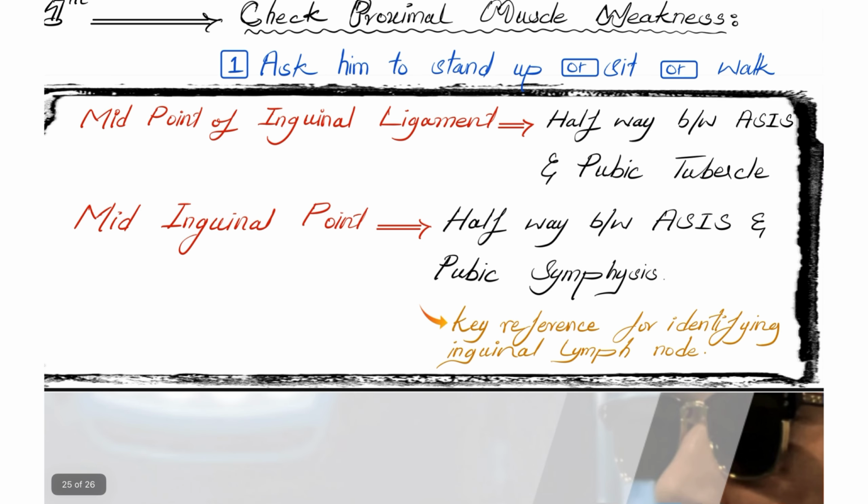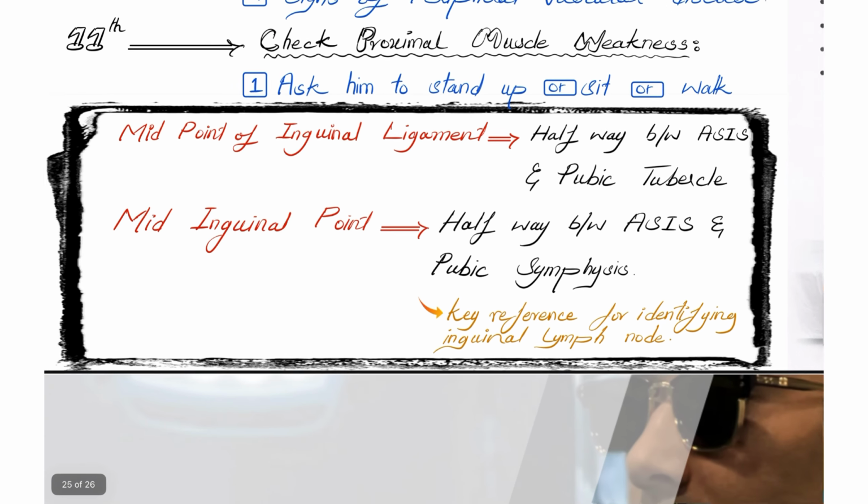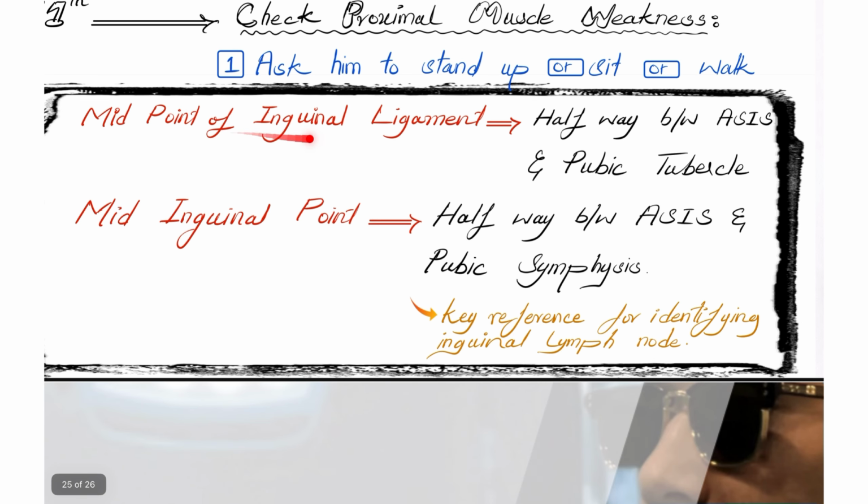lymph nodes. For locating inguinal lymph nodes, you should have knowledge of these two phrases. One is midpoint of inguinal ligament and the other is mid-inguinal point. Midpoint of inguinal ligament is halfway between anterior superior iliac spine and pubic tubercle. On the other hand, mid-inguinal point is halfway between anterior superior iliac spine and pubic symphysis. So mid-inguinal point is a key reference for identifying inguinal lymph nodes.